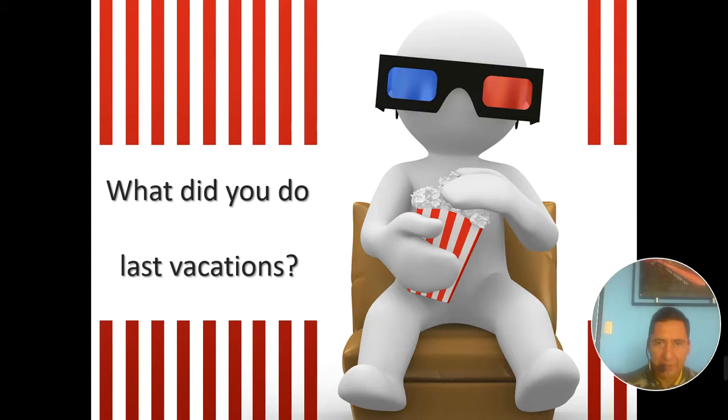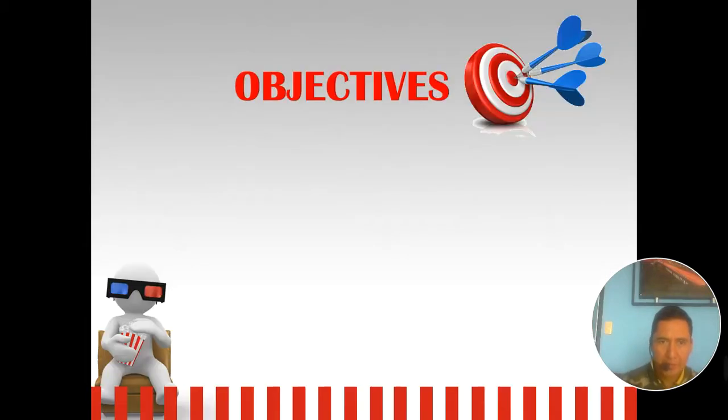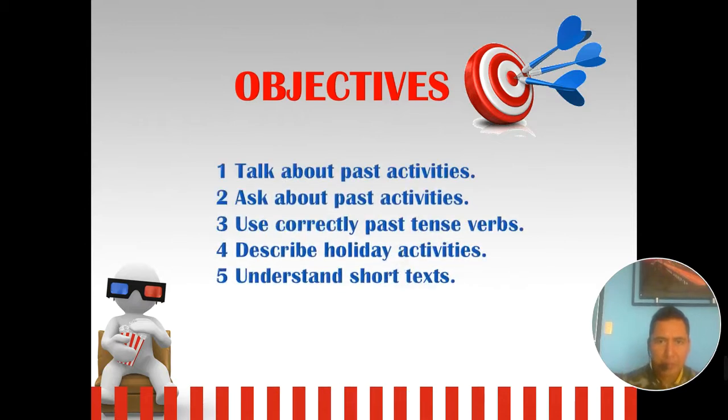Today we'll talk about past activities. We have different objectives for this class. I'm going to explain them. Objective number one, at the end of the class, you will be able to talk about past activities. Objective number two, you will be able to ask about past activities. Objective number three, you will be able to use correctly past tense verbs. Objective number four, you will be able to talk about holiday activities. And finally, objective number five, you will be able to understand short text.